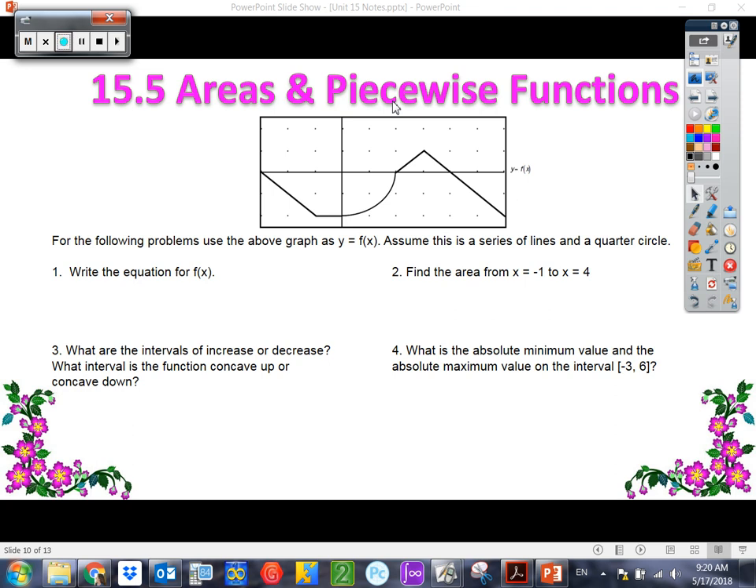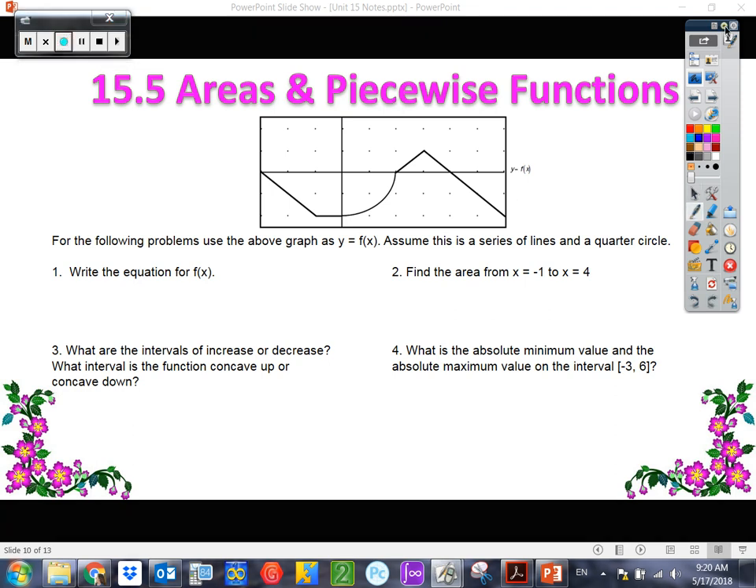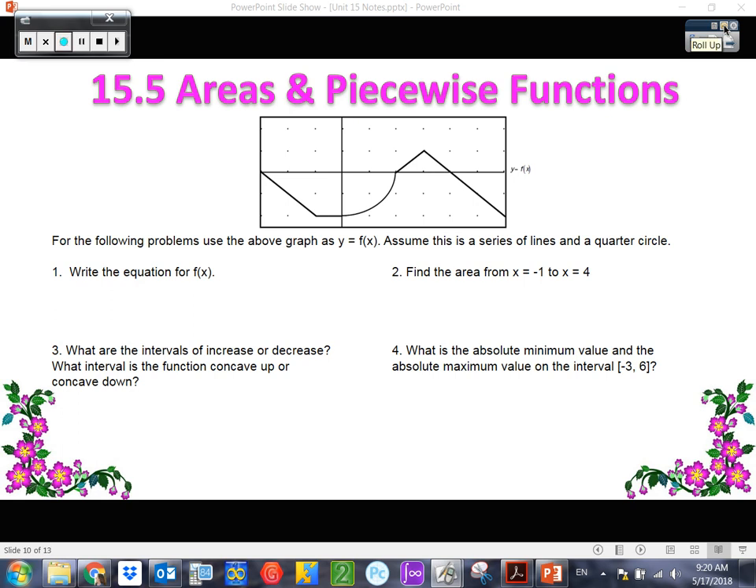So let's start with this first one. On this first example, we're going to view this graph f of x as the position. This is the position graph, and they typically write this for us. These are lines and a quarter circle, just so that we're clear. This isn't some kind of a parabola. It's actually a quarter circle. All right, so this is what we're going to be dealing with on this slide.